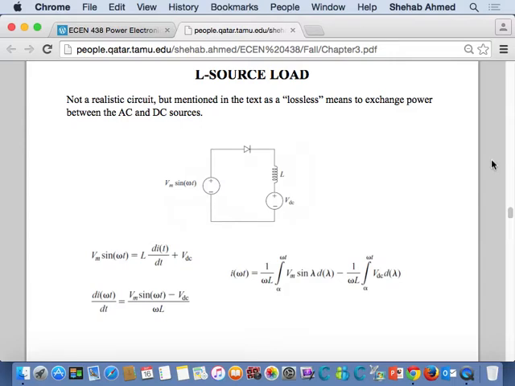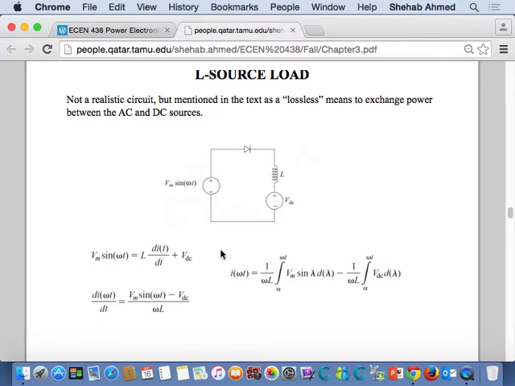Again, just a mathematical exercise here. What they do is try to find the current in the circuit. We're just trying to find currents in the circuit. So if you try to find the current in the circuit here, again, you have two sources, an AC source and a DC source. KVL around the loop. The input source is equal to the voltage across the inductor plus the DC source, right?